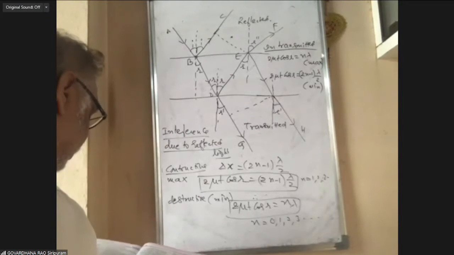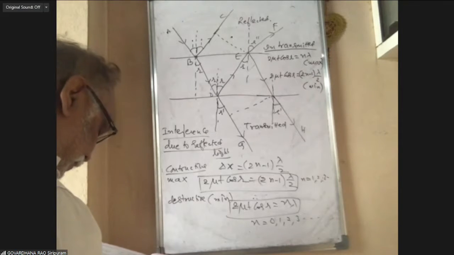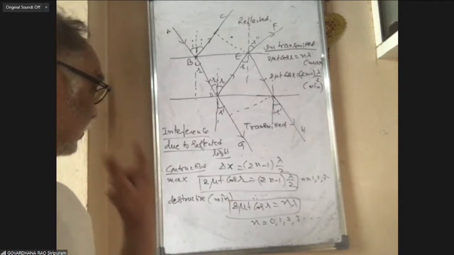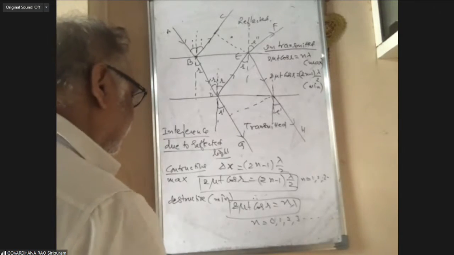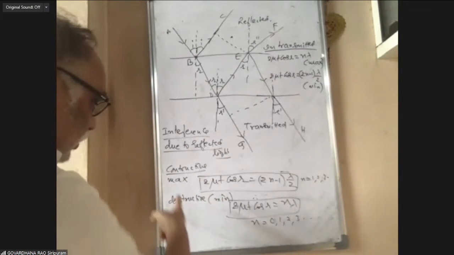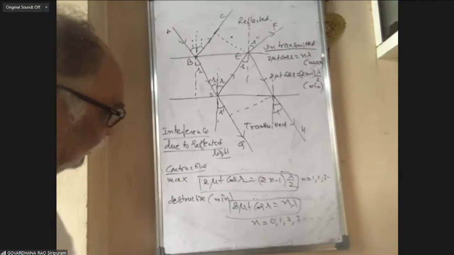This itself is out of syllabus, but we are discussing it, it is included. Sir, for constructive maxima, delta x is equal to n lambda, no, sir? Then one comes out. Okay.